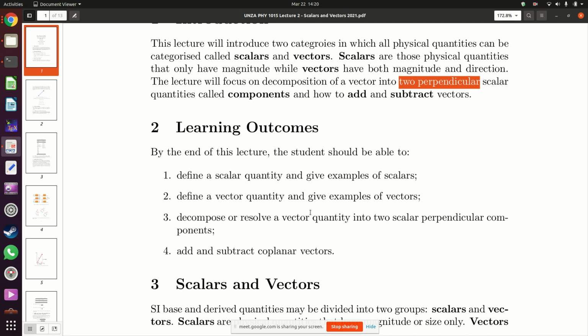Next, you should be able to define what a vector quantity is. And we have said before, a vector quantity is a physical quantity that has both magnitude and direction. And you should also be able to give examples of vectors. I mentioned one example of a vector, which is force. How much you push or pull something, there's a size to that, and force is measured in newtons. However, that's not the whole story, because you also have to apply this force in a particular direction. So force, apart from having size, also has direction. So that's another example. We're going to see more examples of these.